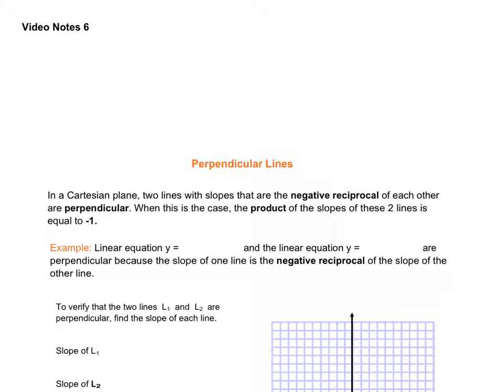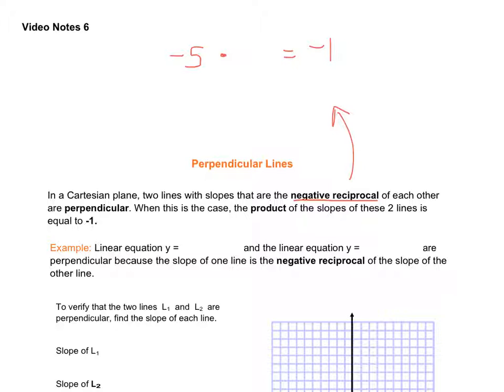Now let's talk about perpendicular lines. Some of you guys had quite a bit of trouble with this, understanding this, so we're going to review. So in a Cartesian plane, two lines with slopes that are negative reciprocals. So a negative reciprocal, let's do a couple of examples here. If we look at a number, so we have negative 5. The negative reciprocal of this, if I multiply it, will give me an answer of negative 1.